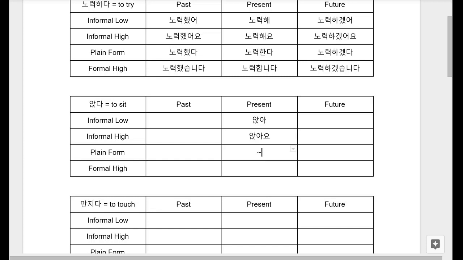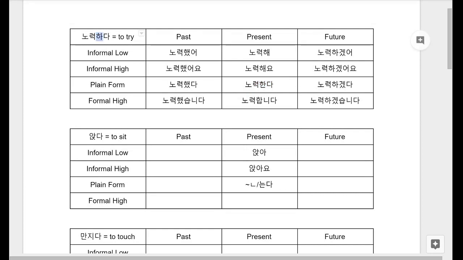The plain form, as I talked about up here, I need to add either this or this. And as I said up here, you need to decide depending on what the final syllable in the stem looks like. In this case, with 노력하다, the final syllable in the stem ends in a vowel. In this case, the final syllable in the stem ends in a consonant. Therefore, I don't add this, which is what I saw earlier, but instead I add this. So it's going to be 않는다. Now, the formal high respect is going to look very similar to this, except it's not 않는다, it's 않습니다.